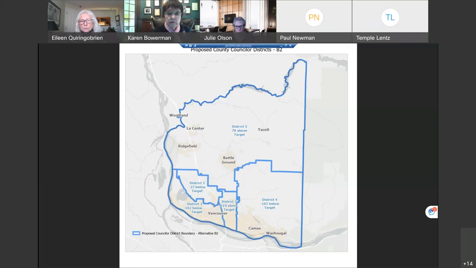The goal of this map was to be nearly the same, or kind of follow the same pattern as what was on the ballot. I also submitted a second map that I called alternative C that was nothing like this. It tried to include more of the city of Vancouver in District 3.